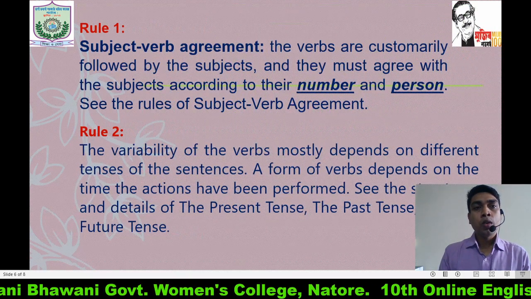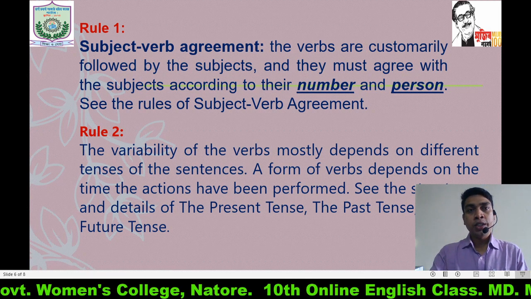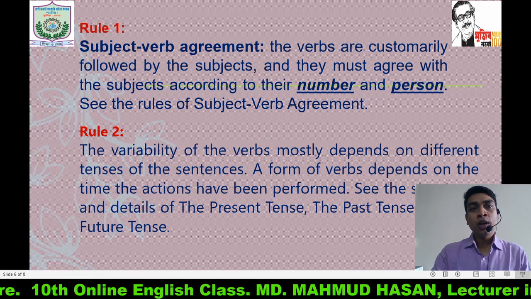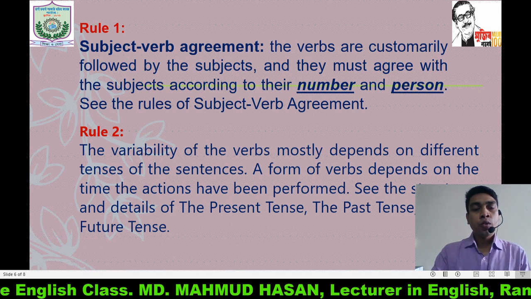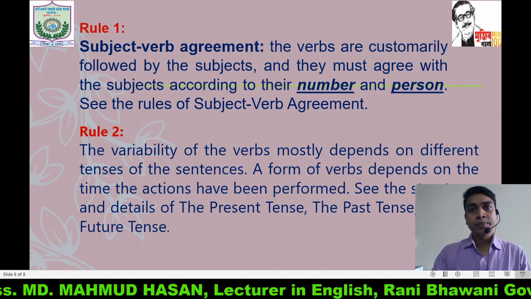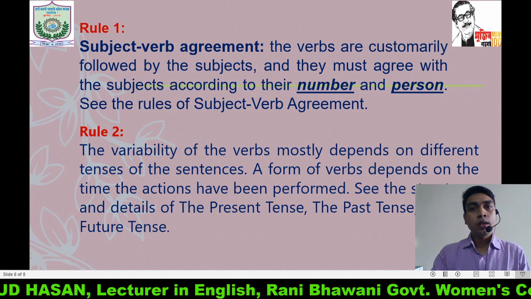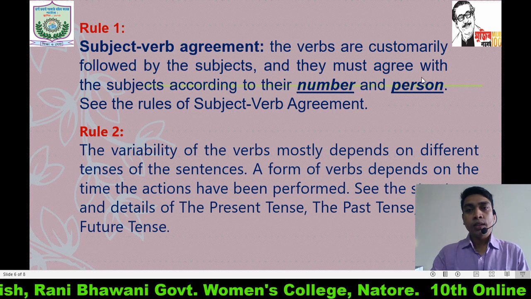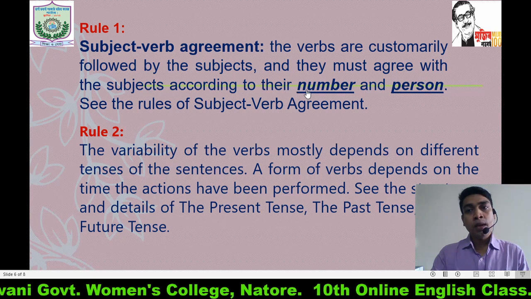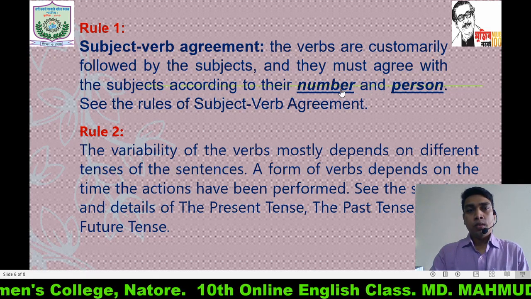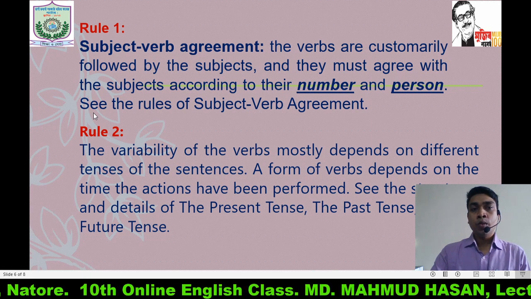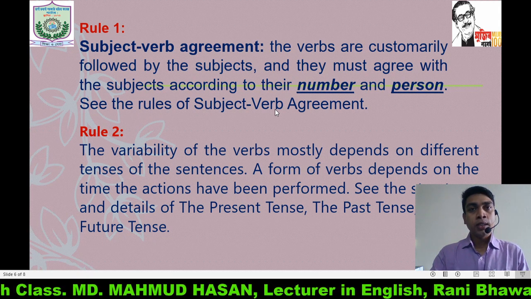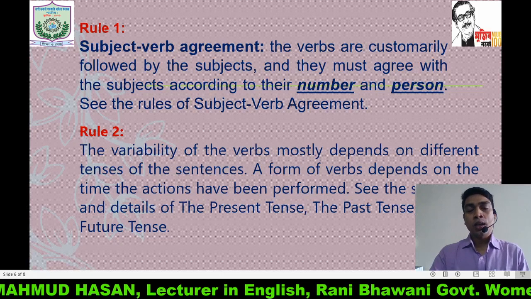As per rule, step by step, we will discuss the topic, the right form of verb. First rule is subject verb agreement. The verbs are customarily followed by the subjects and they must agree with the subjects according to their number and person. My suggestion to you all is that please see the rules of subject verb agreement and don't be worried, we will discuss this in our following classes.